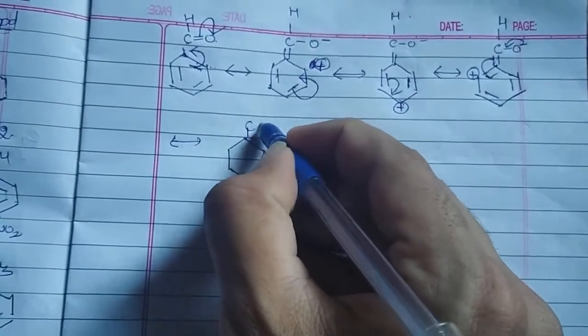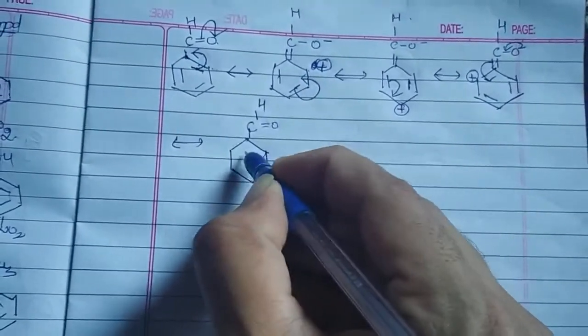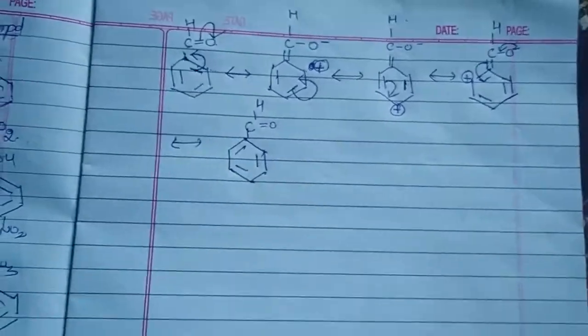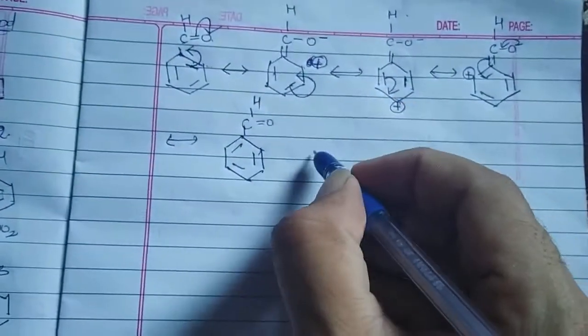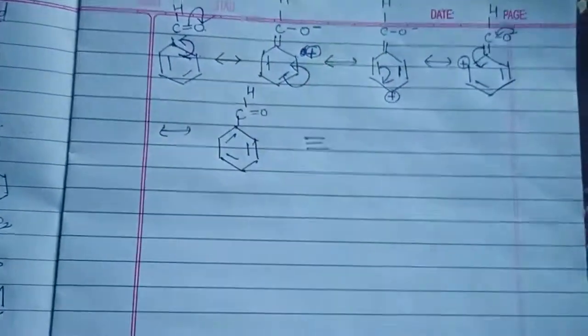That is C double bond O and an H. So here the bonds will be there. So overall, these resonance structures can be given as a resonance hybrid.